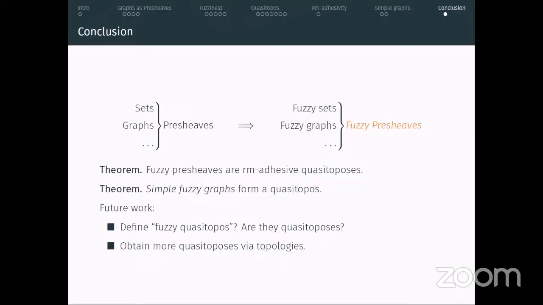Another line of work that I've been following since this article is to study more this last thing about topologies, to obtain more quasitoposes and see if there's stuff to be discovered. That's it for my presentation, and thank you for your attention.